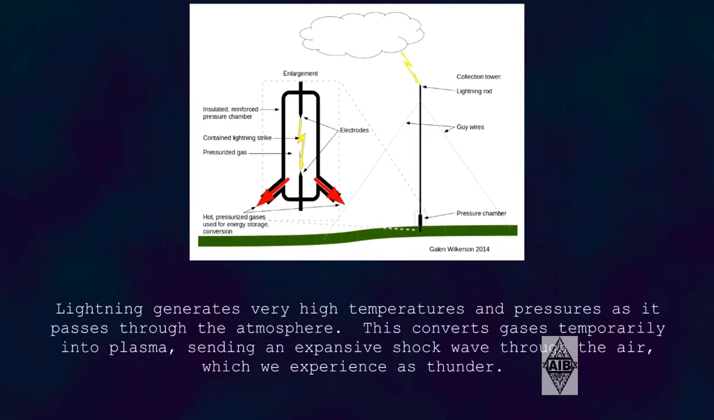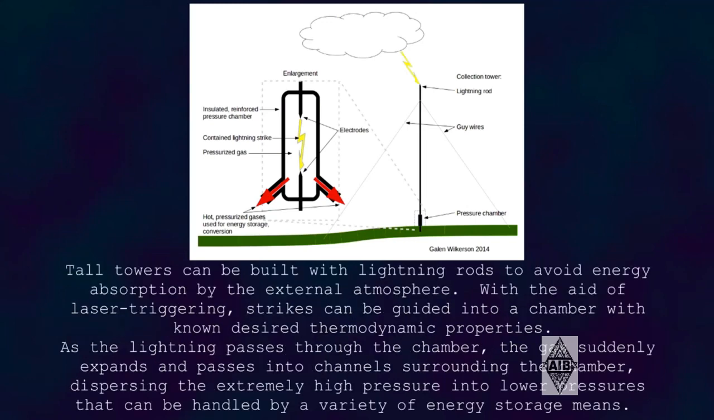Lightning generates very high temperatures and pressures as it passes through the atmosphere. This converts gases temporarily into plasma, sending an expansive shockwave through the air, which we experience as thunder. Tall towers can be built with lightning rods to avoid energy absorption by the external atmosphere.